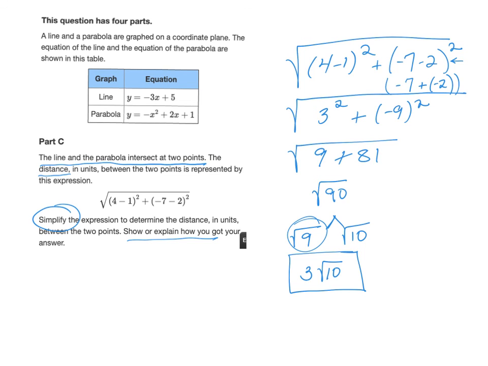But again, if you were only to get to here, that's okay. You would still get partial credit for this part of the problem. But if you remember how to factor and simplify square roots, this is the final answer that they're looking for for full credit. Okay. Last part.